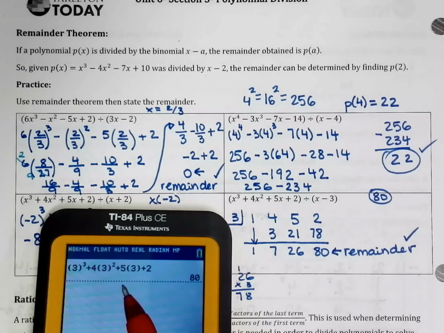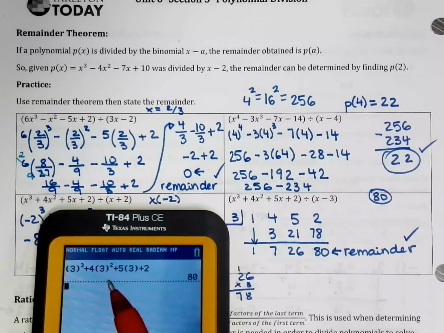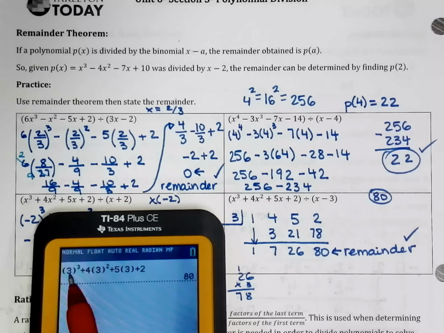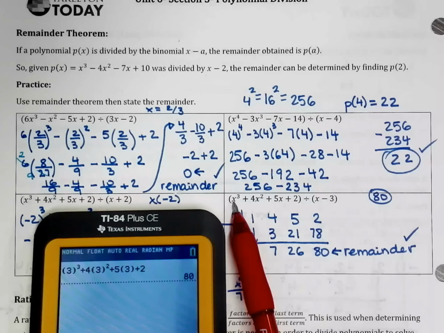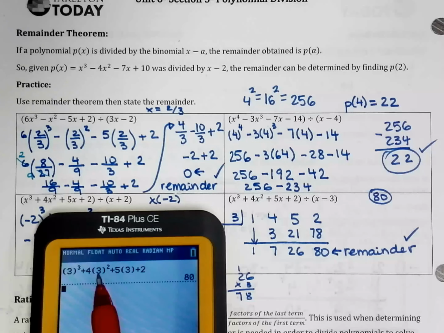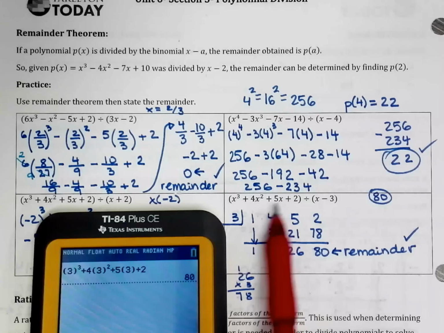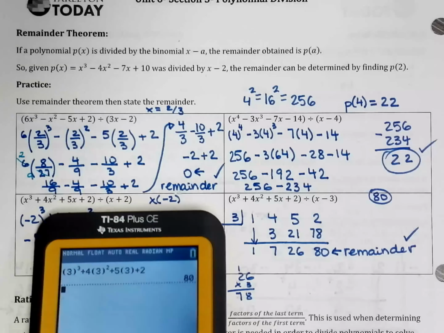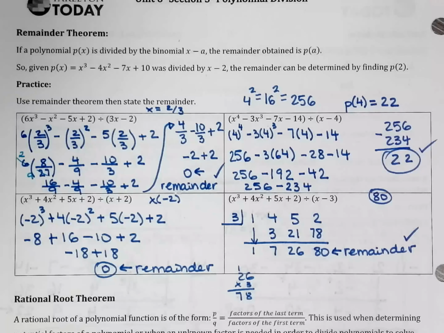Now, just to double check, if I want to, I can just use the remainder theorem. So I substituted 3 right there for x. So x cubed, that's what I have right there. x squared, I have it right there. And then x and 80. So voila. Okay, that's it.